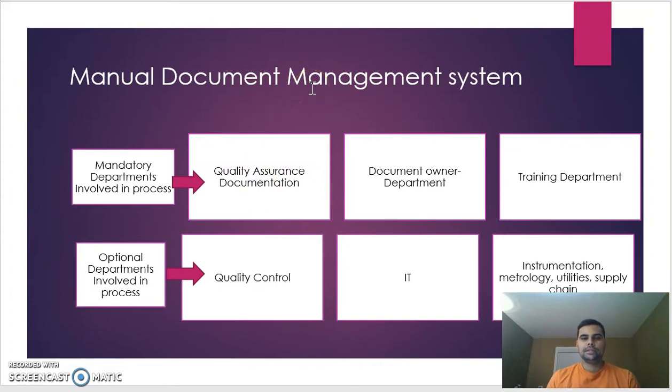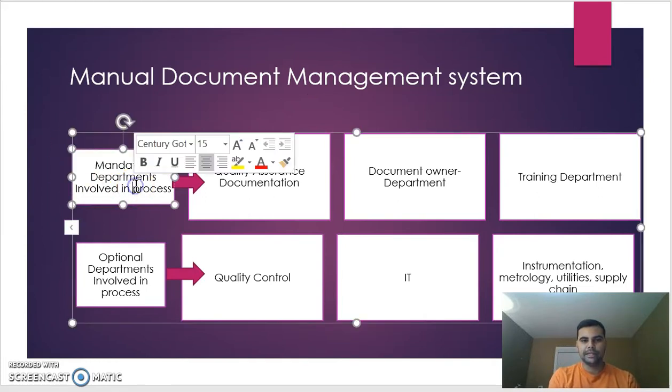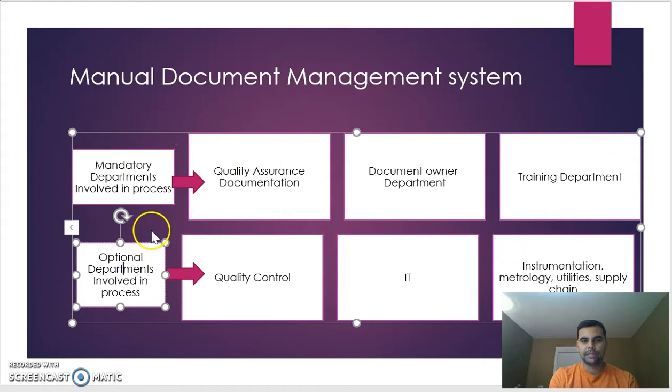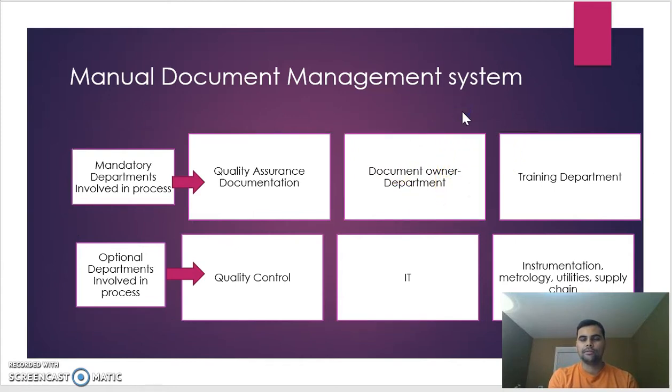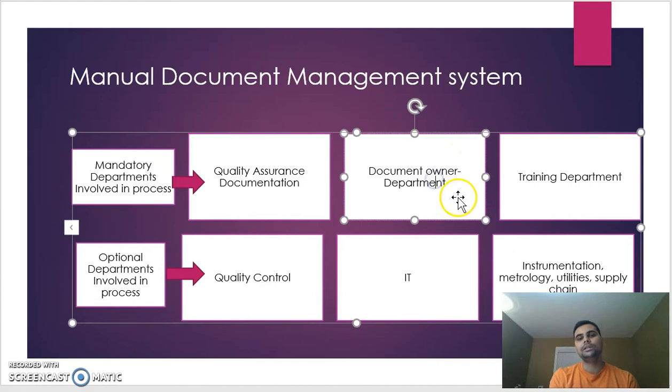So first, let's see how many departments are involved in this process. I've mentioned some mandatory departments and some optional departments involved in the process. Mandatory departments are the quality assurance documentation department and the document owner department. Let's say you belong to quality assurance and you have to revise an SOP, or you belong to regulatory affairs and you have to revise an SOP, then you will be the owner.